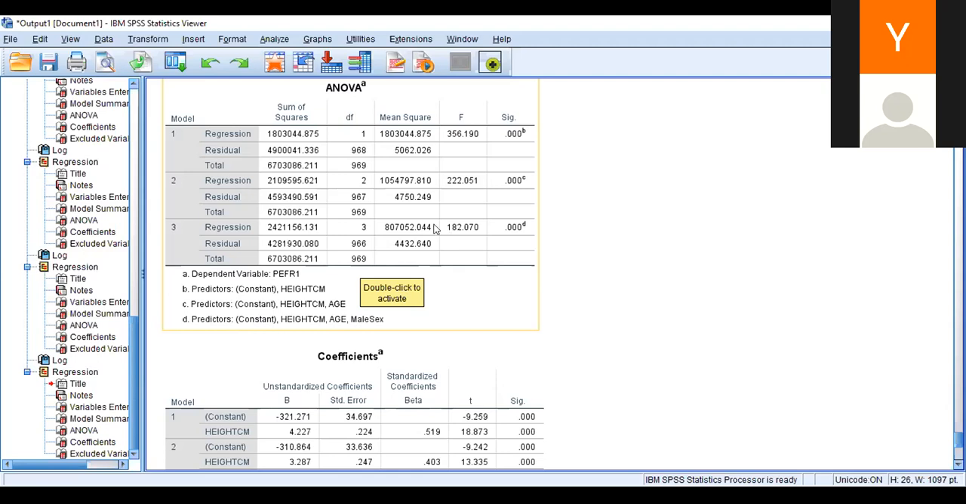807,052. So the F ratio is the variance for the regression over the variance for the residual. This is the variance the regression can explain over the error, the variance the regression cannot explain. So you want to see, is this thing good? If you divide the variance it can explain by the one it cannot explain, it is 182 times. That's the F ratio. It's telling you that what it can explain is 182 times more than what it cannot explain. That's why it's significant.